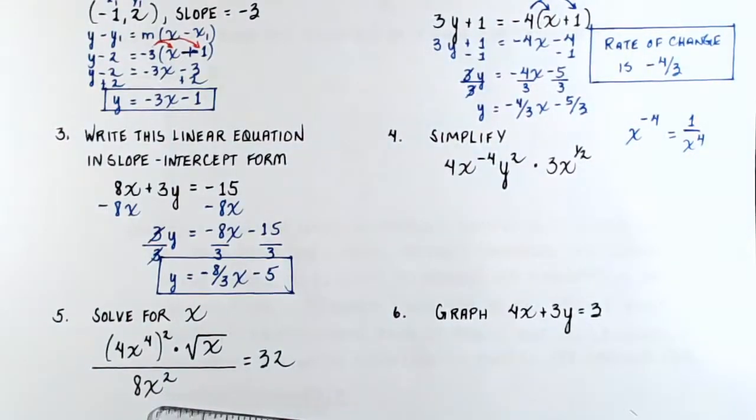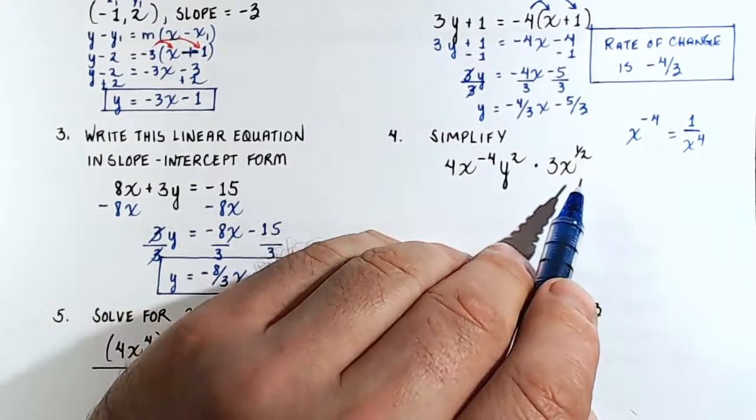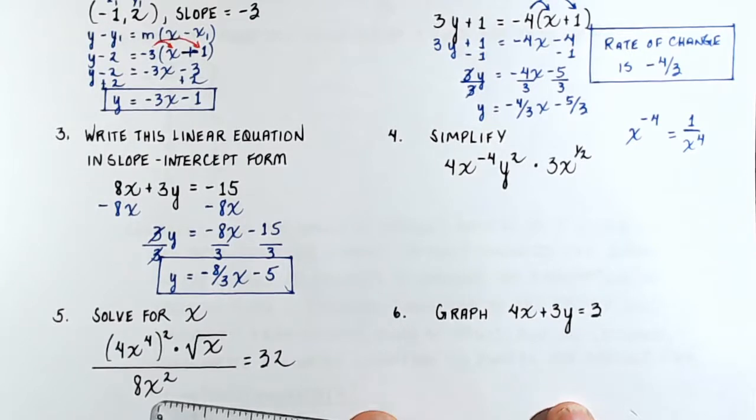Okay, I need to know that. What else do I need to know? I need to know that x to the 1/2 power is going to be treated just like any other exponent. So when I apply the product rule to it, I'm just going to deal with it like it's any other exponent.